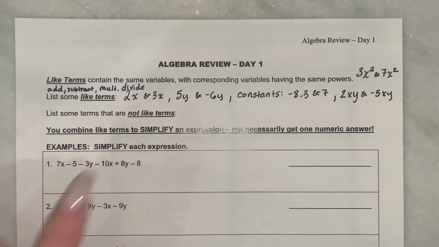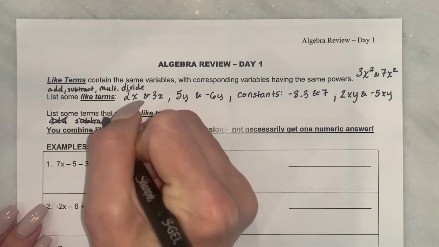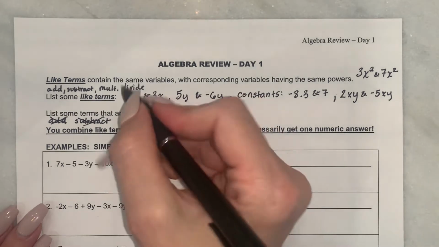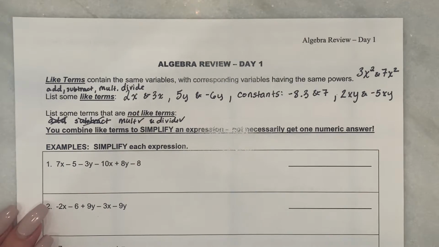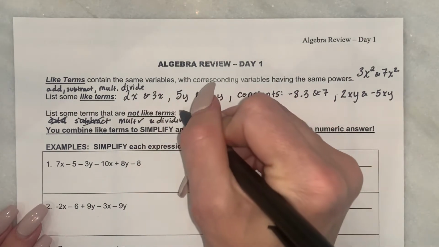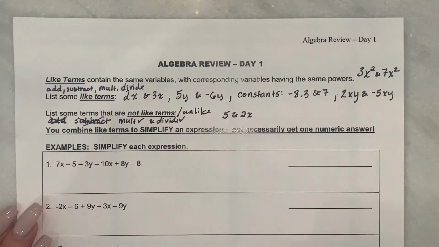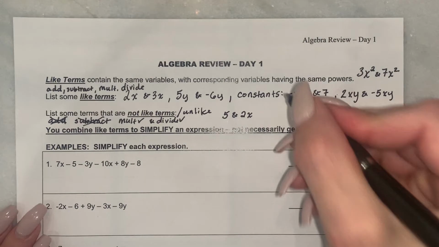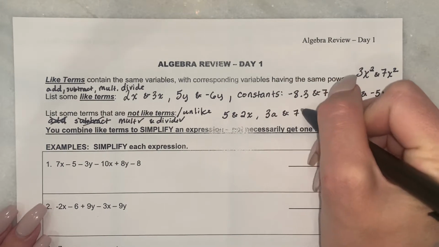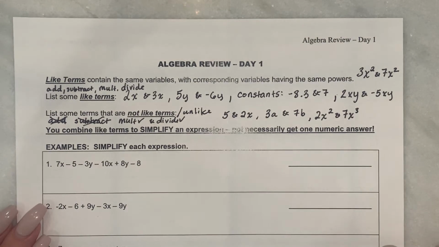With not like terms, you cannot add them and you cannot subtract them. However, if they are not like terms, you can still multiply and divide them. So we can still multiply, we can still divide. Some examples of unlike terms, or not like terms, would be 5 and 2x. You would not be allowed to add 5 plus 2x, or do 5 minus 2x. You would be allowed to do 5 times 2x or 5 divided by 2x. Some other examples would be 3a and 7b, so if the letters are different, or 2x squared and 7x to the third.